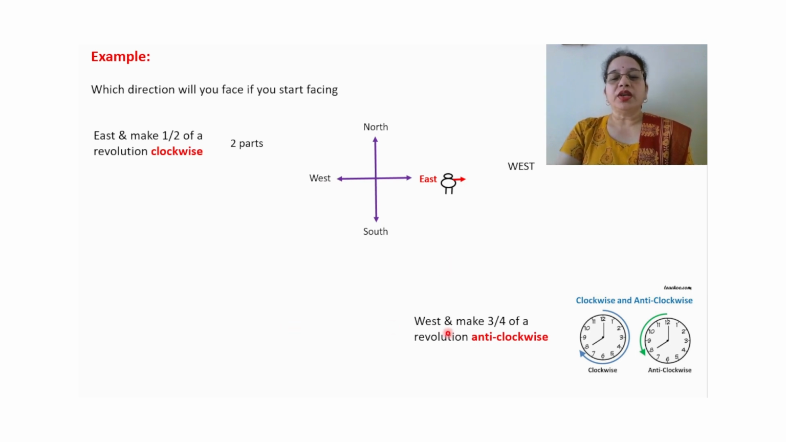Now next, west and make 3/4 of a revolution. 3/4 revolution means how many parts will be there? 3 parts will be there. Anti-clockwise, so the direction will be different. Anti-clockwise, we will move in this direction. The person is standing at west and 3/4 revolution anti-clockwise, so this direction, so the answer will be north.